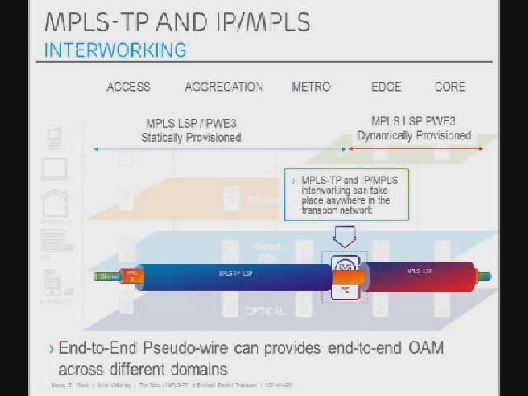For example, in this particular example, we're using multi-segment pseudo-wire capabilities to stitch two pseudo-wires, from the dynamically provisioned path and the statically provisioned path, together into the PE, into the edge. It can also be done with single segment pseudo-wires, but for that the LSP has to be stitched at the same place instead of the pseudo-wire.